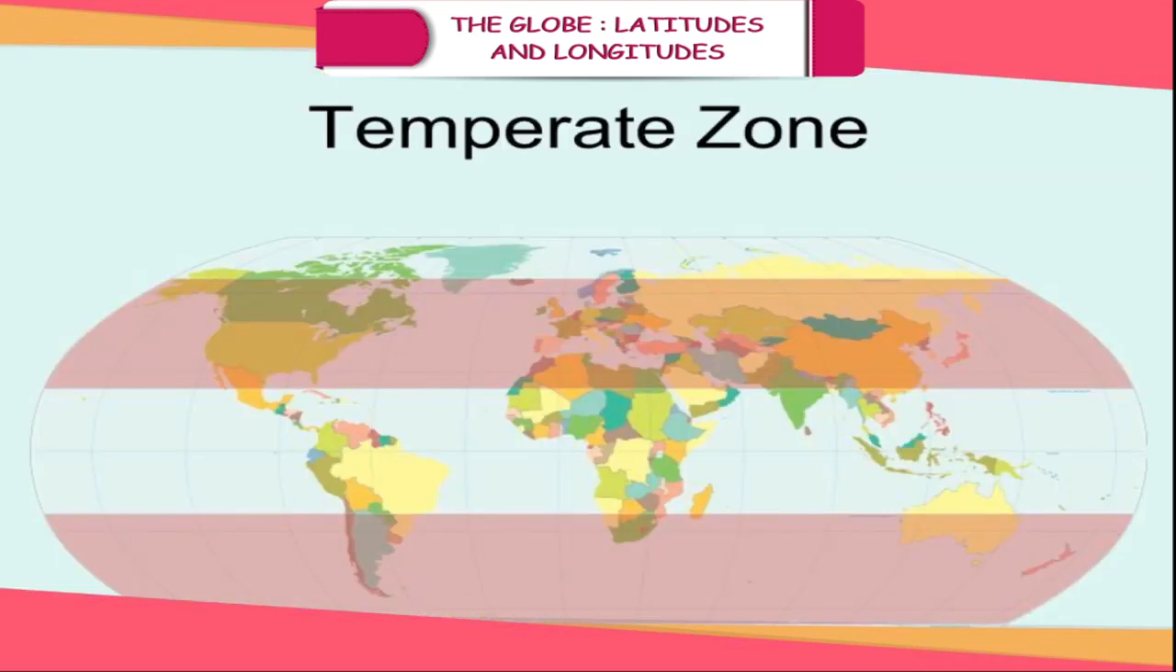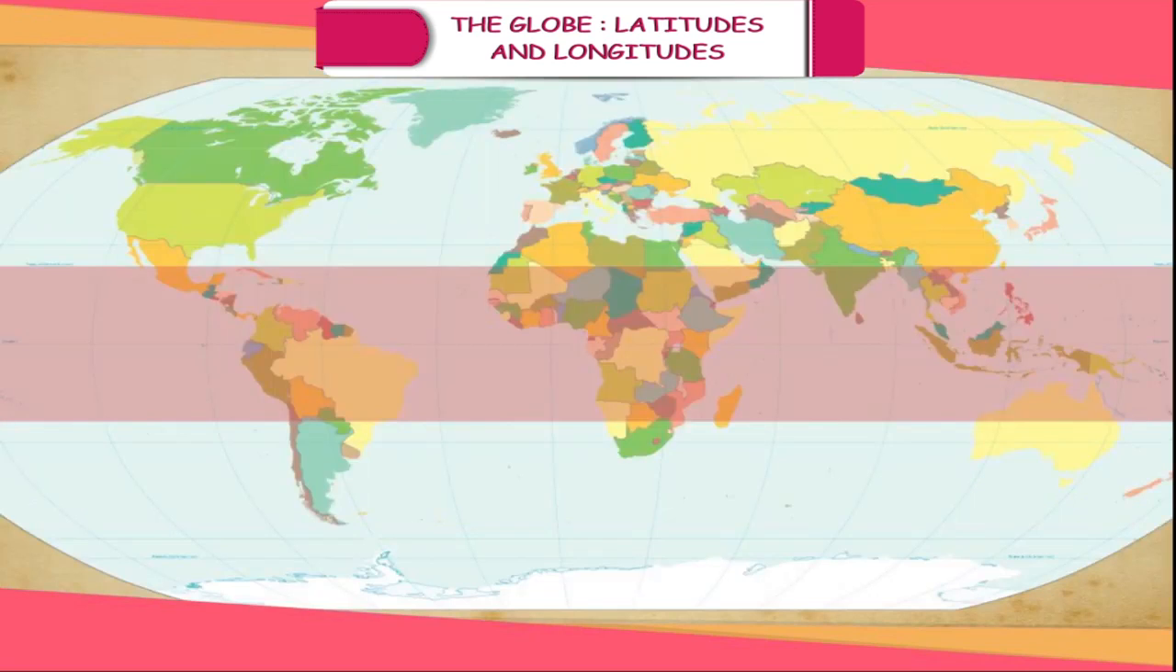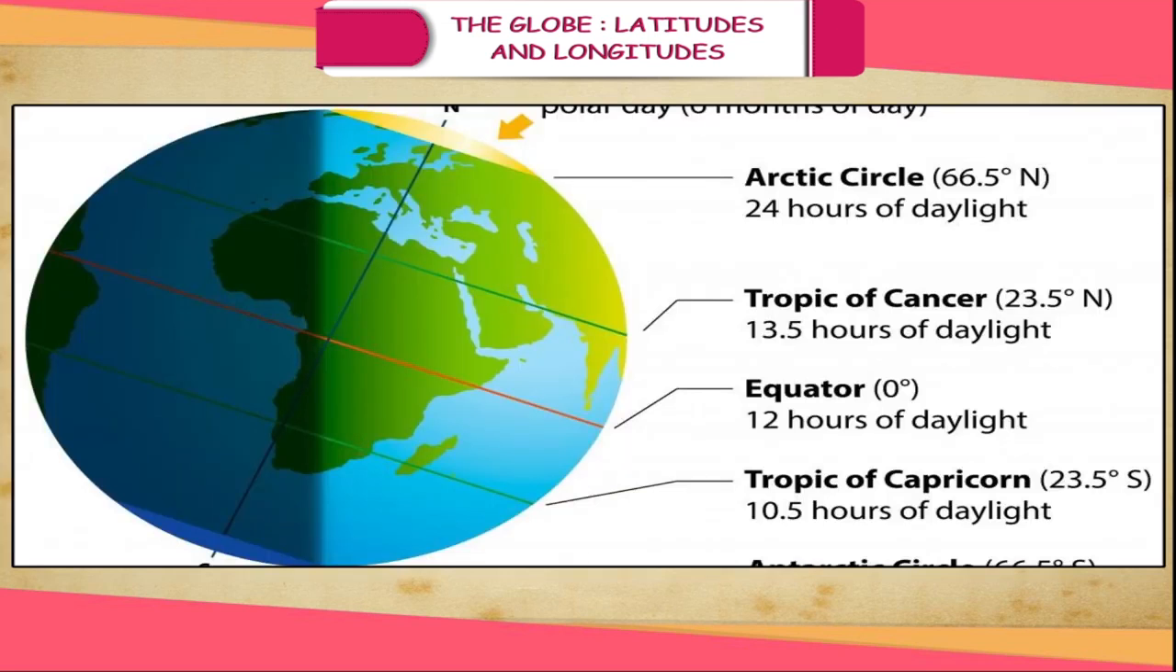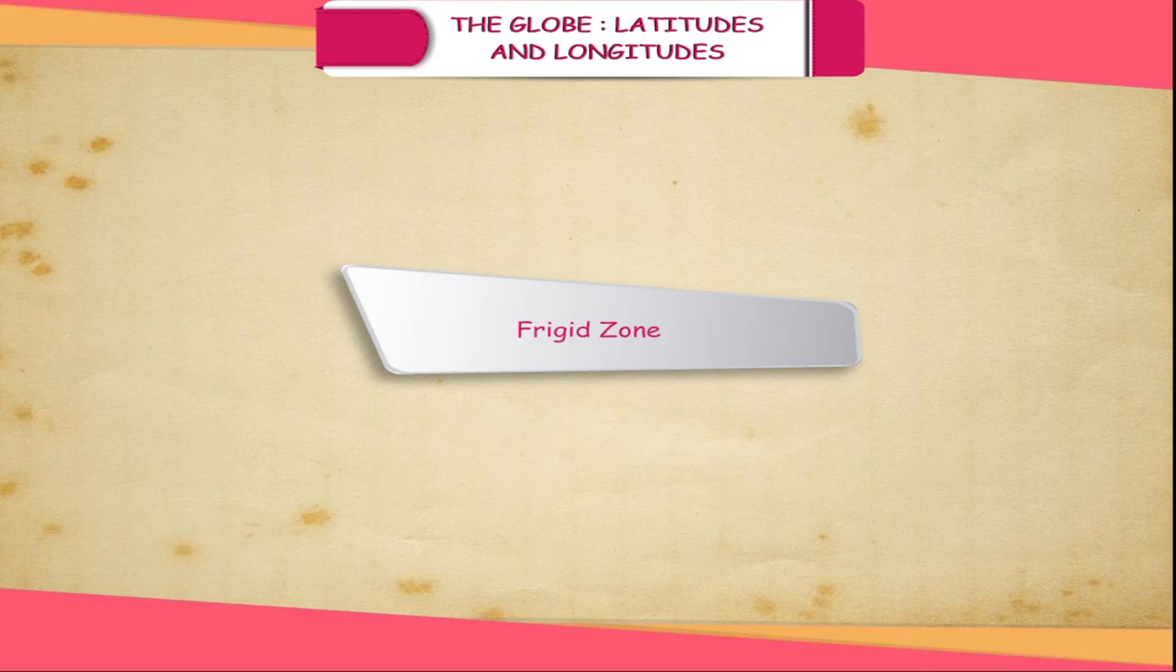Temperate zone. This zone lies between the Tropic of Cancer and Arctic Circle in the northern hemisphere and between the Tropic of Capricorn and the Antarctic Circle in the southern hemisphere. This zone never receives the vertical rays of the sun, and so it experiences moderate temperature throughout the year. The sun's rays are slanting, reducing the heat and keeping the temperature moderate.